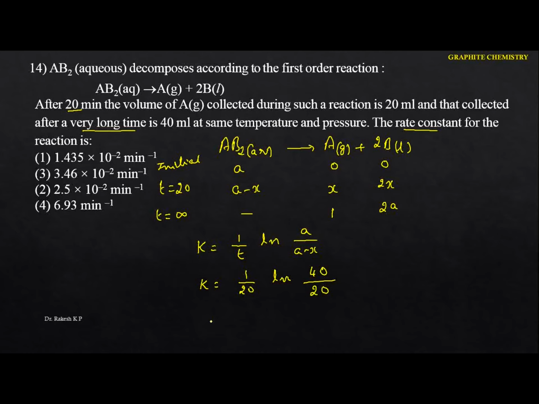Okay, so just go to this one here. If you do the calculations here, we are going to get 0.693 divided by 20, which is equal to 3.46 into 10 to the power of minus 2, that is the minute inverse. Hence in this case the option is the third one.